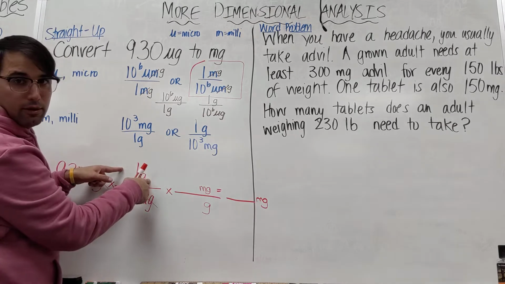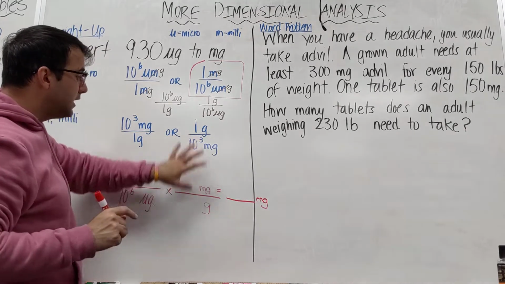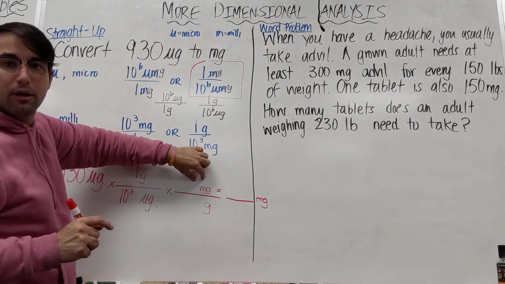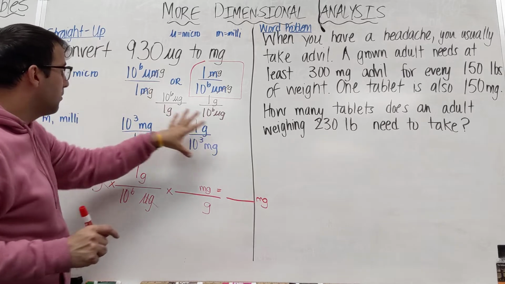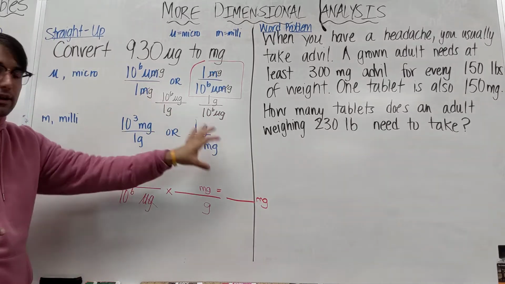Then I have grams up here and grams down here. Now I need a conversion that has the little m for milli on top. So here are my conversion factors that I put together.